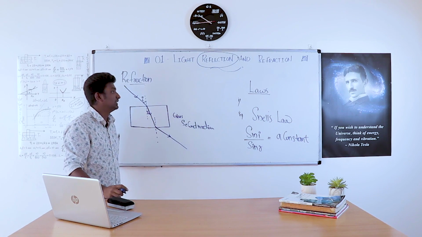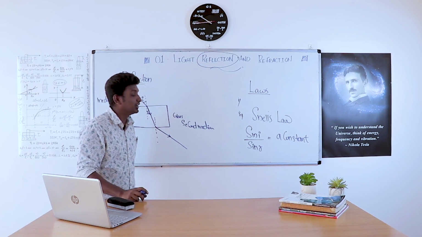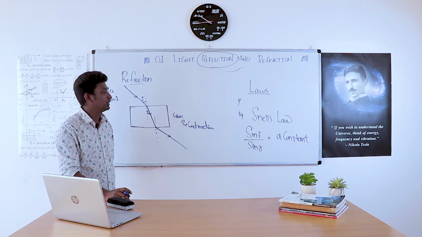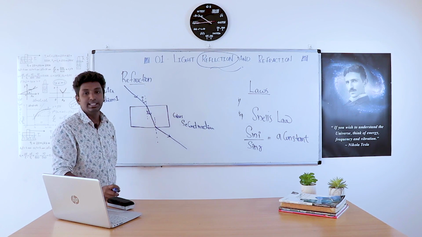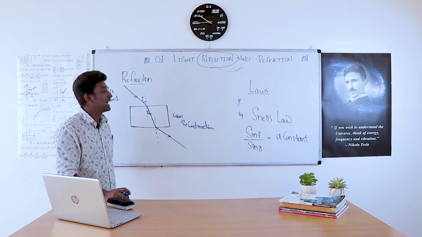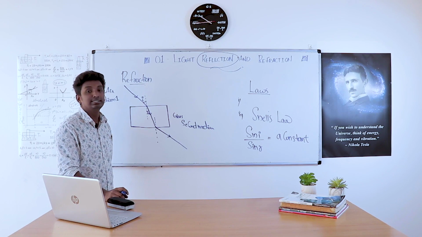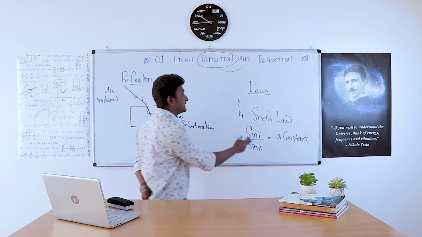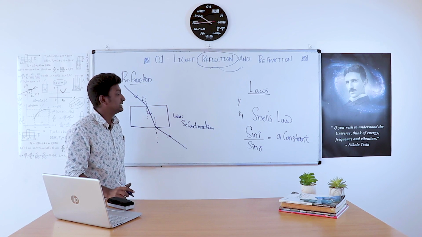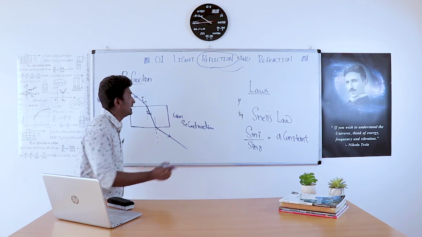This is Snell's law. Snell's law states that the ratio of sine of angle of incidence to sine of angle of refraction is a constant, where i is the angle of incidence and r is the angle of refraction. So we can write sin i by sin r is equal to a constant, and that constant is called the refractive index of the medium and is represented by small letter n.